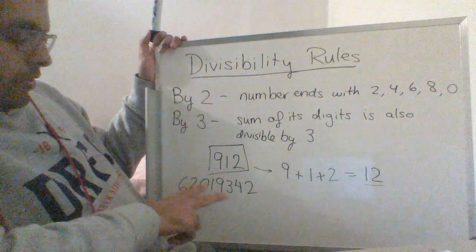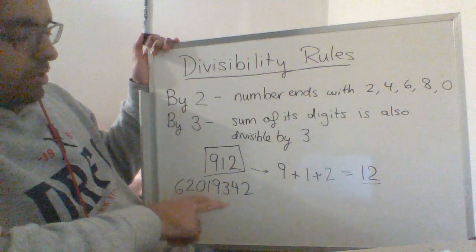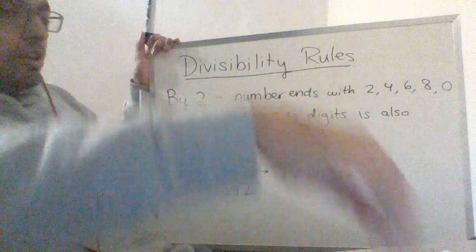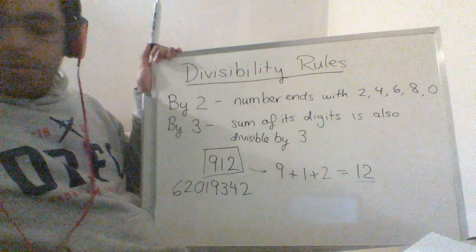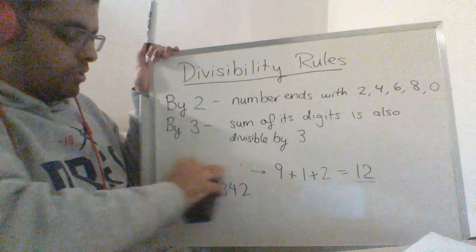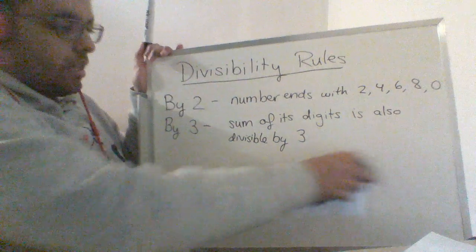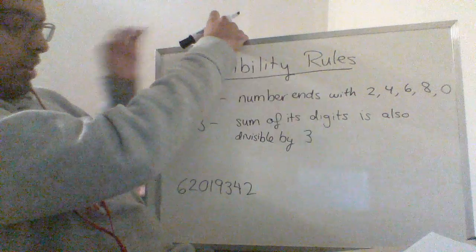So we've got 62,019,342. And we want to know if this is divisible by 3, the same way 912 was. So what do we do? I'm going to get rid of that 912. Basically, all we do is sum up all of these digits right here.